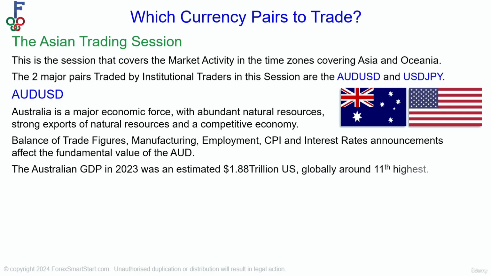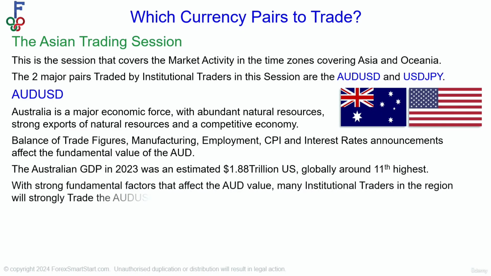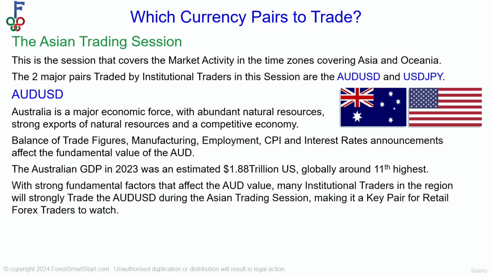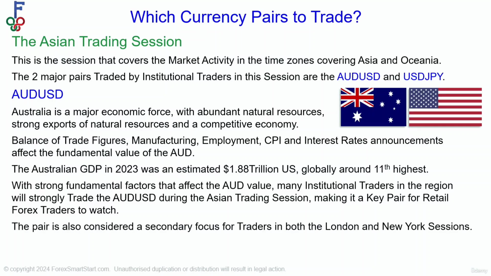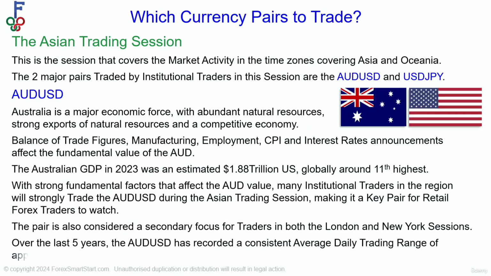The Australian GDP in 2023 was an estimated $1.88 trillion, globally around 11th highest. With strong fundamental factors that affect the AUD value, many institutional traders in the region will strongly trade the AUD-USD during the Asian trading session, making it a key pair for retail Forex traders to watch. The pair is also considered a secondary focus for traders in both the London and New York sessions. Over the last 5 years, the AUD-USD has recorded a consistent average daily trading range of approximately 71 pips.